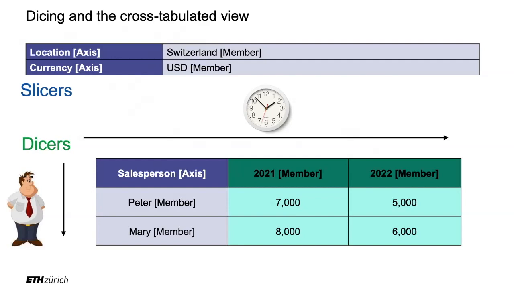Sorry, what exactly is the dicing now? Because slicing is getting rid of dimensions, but what was the dicing exactly? Because we just rewrote the table, right?